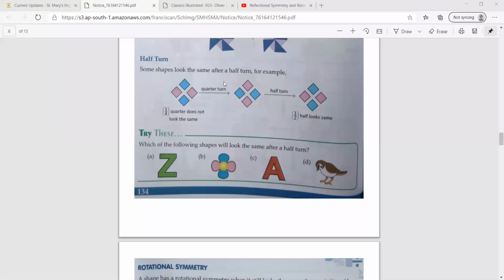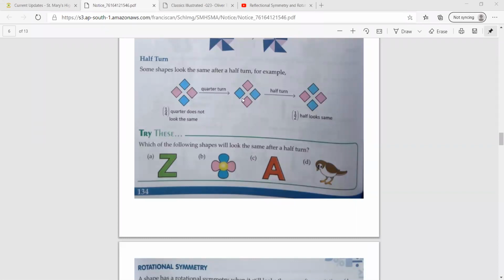For example, this picture now. If you are taking quarter turn, then this will come here. Okay, the blue is coming here. And when you're taking it half turn, the blue from here, it will go there. Then look at the first picture and the third picture. They both look the same.